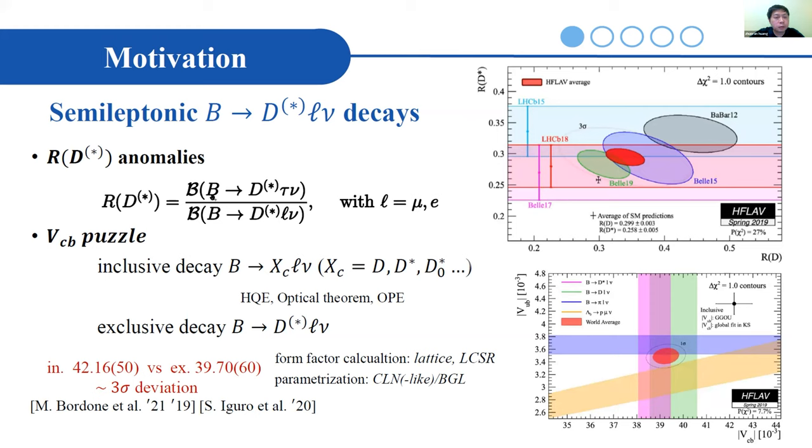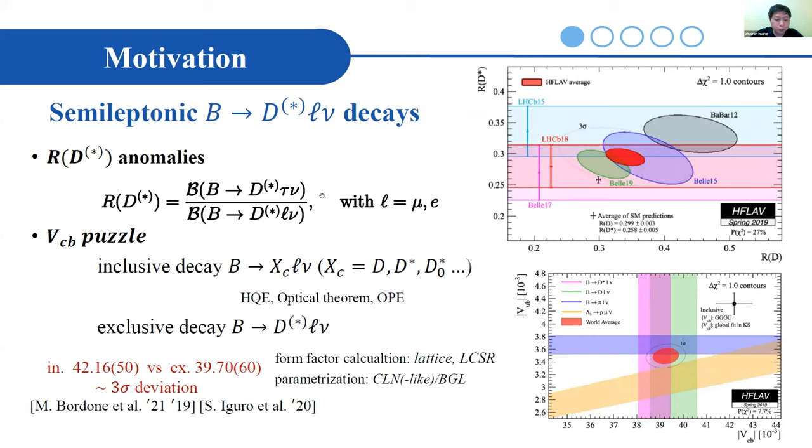Although these problems have been mentioned by other speakers, I will still briefly introduce them. The RD and RD star are defined as the ratios of the decay rate of B to D or D star tau nu to the decay rate of B to D or D star L nu, with L being muon or electron. Such ratios are considered clean observables because the theoretical uncertainties get largely canceled. From this plot on the right, we can see that the combined results of BaBar, Belle and LHCb deviate from the standard model by about 3.4 sigma.